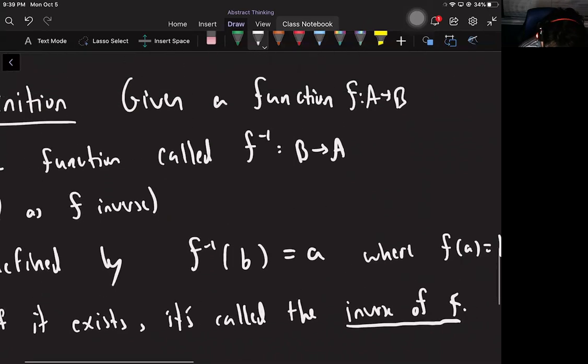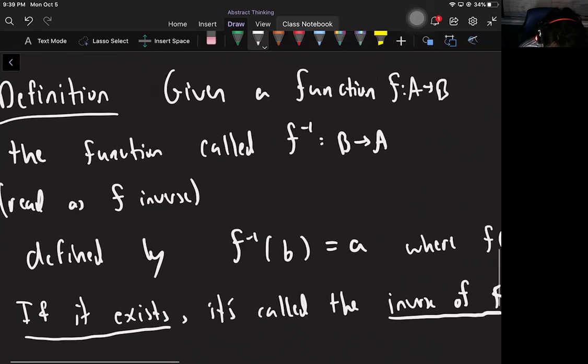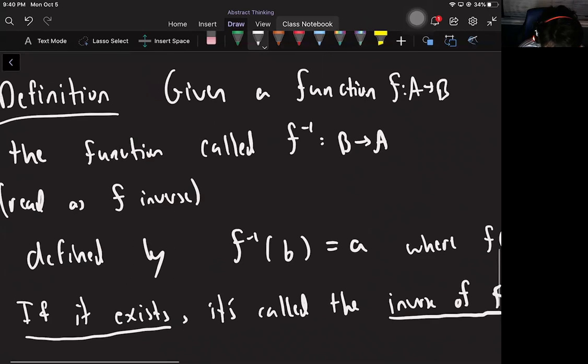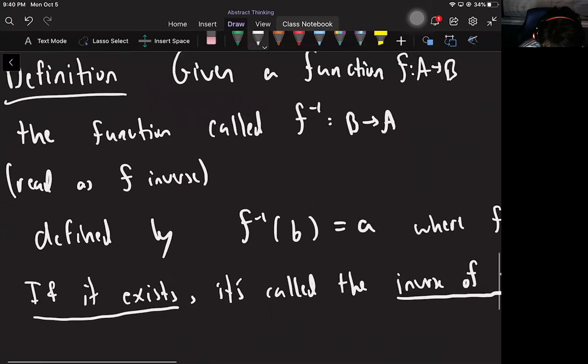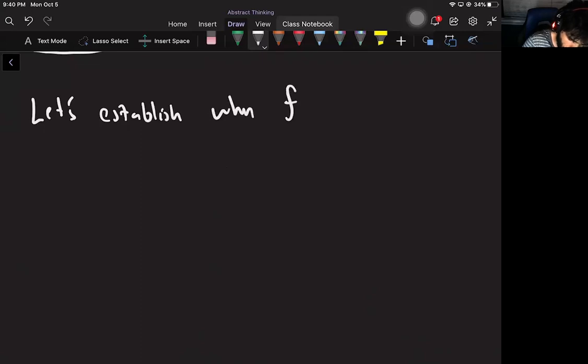Okay, so we're sort of annoyed right now because we have to worry about, oh, it doesn't always exist. So it's sort of stuck in limbo. We have this definition of taking a function and then creating this other function that goes backwards, but it doesn't always exist. So it's kind of annoying. So before we talk about inverses more, let's just establish when the inverse actually exists so that we can always work in the situation where it exists. So let's establish when f inverse exists.